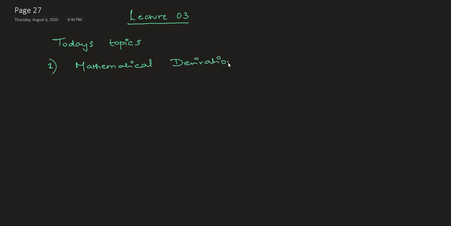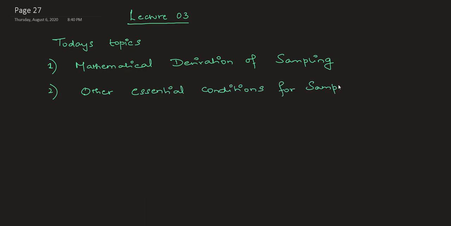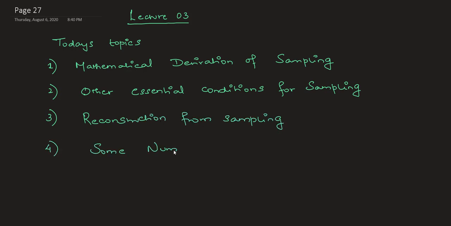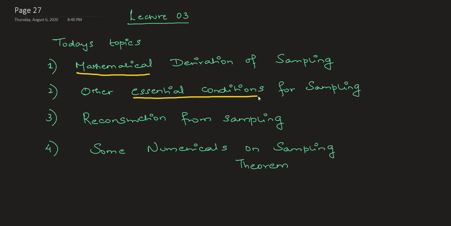So in today's class we're going to see what is the mathematical derivation for sampling, what are some of the essential conditions for sampling, and then what is reconstruction when compared to sampling, and what are some numericals that can be used or asked in exams for sampling. So here the one thing I would like you to notice: sampling and reconstruction are reciprocal. So sampling gives reconstruction and reconstruction leads to sampling.